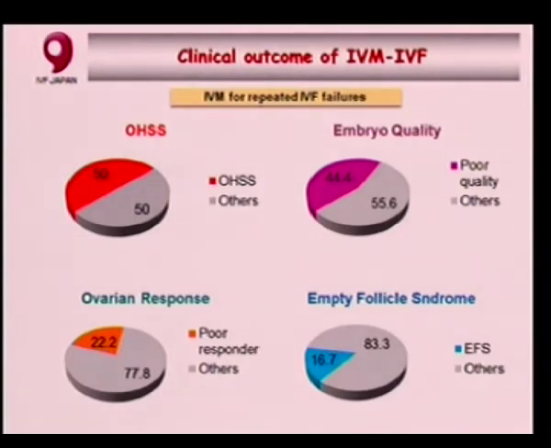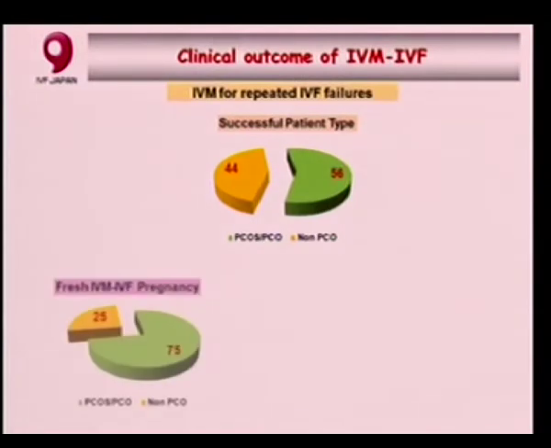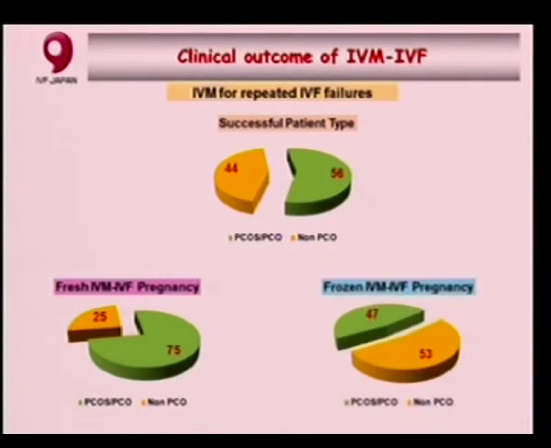Why do they move to IVM? Some patients because of OHSS, embryo quality, poor ovarian reserve, and also some for empty follicle syndrome, we can apply IVM. And then the successful type: fresh, as I showed before, for PCO patients, and frozen, about half and half. So either way you can do it.